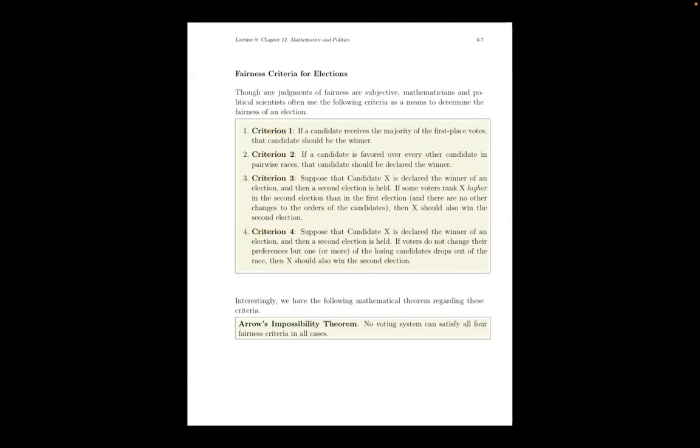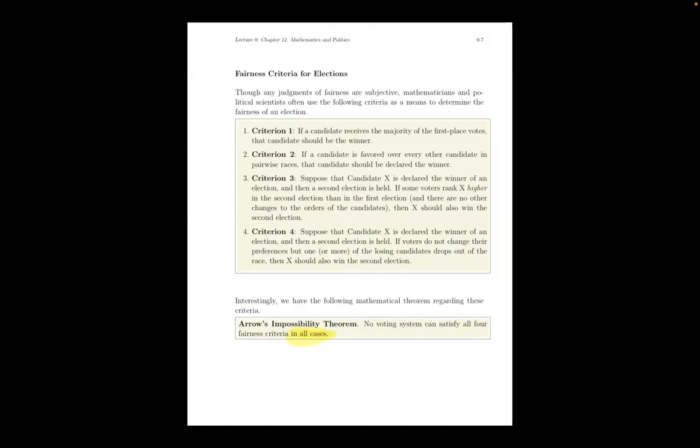No voting system can actually satisfy all four of these criteria. And the key statement here is "in all cases." This is really interesting, because this is actually a mathematical theorem. It has been proven mathematically, Arrow's impossibility theorem, that no voting system can satisfy all four of these fairness criteria in all cases. And what we mean by that is in every single election that might ever be held.